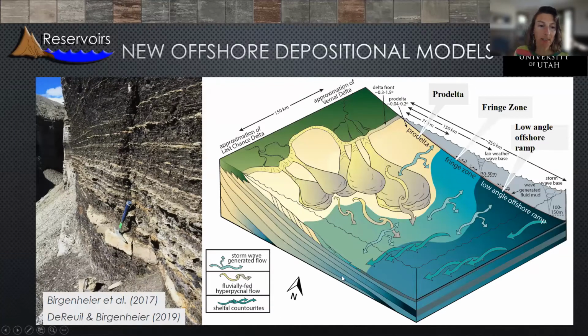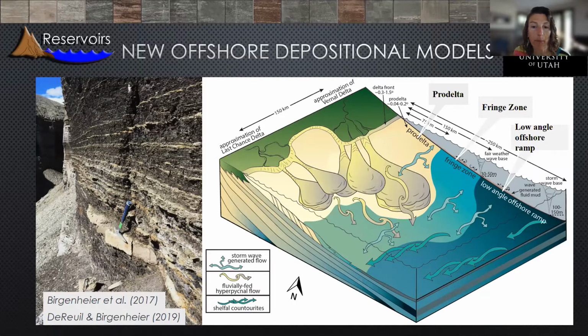If we look here at this model from Aubrey Durrell's work in the Juana Lopez member, we can see the Cretaceous Western Interior shoreline with protuberant delta bodies that reach out into the shoreline. But what we've been able to do is divide the facies into pro-delta deposits, what we call the fringe zone, where there's a mix of deltaic and alongshore processes, and then this low angle offshore ramp where we actually see a lot of transport of sediment out in the middle of the seaway in a variety of directions. So what we call shelf-hole contourites in the Cretaceous Western Interior Seaway.